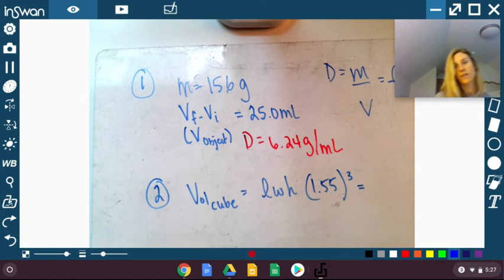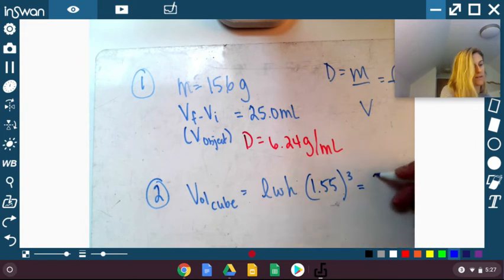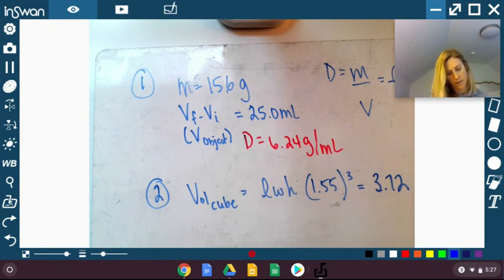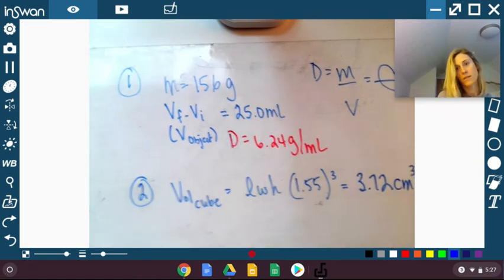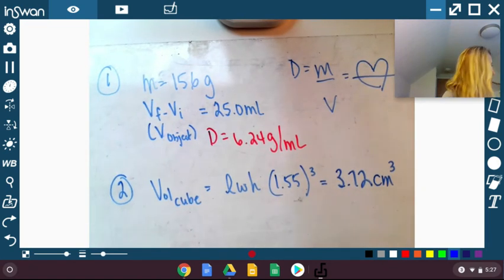So to find the volume of the cube of gold, in this case, we're going to cube it, and it is about 3.72. And that's, I believe, cubic centimeters. Yes, cubic centimeters. We just multiplied all three of them together. All right, so that's your volume.